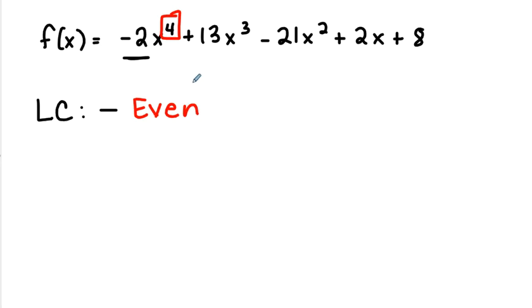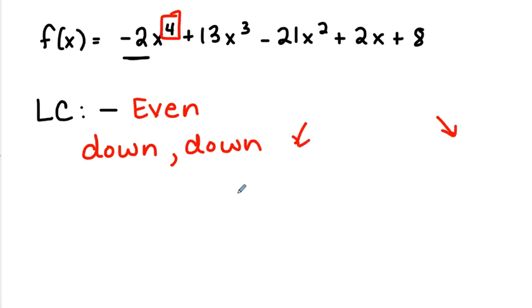Leading coefficient test would then tell me that this polynomial is down, down. Its end behavior is down, down. So it's going to be doing this on one end, and it's going to be doing this on the other end. All right, so then I need to list the possible zeros, okay?